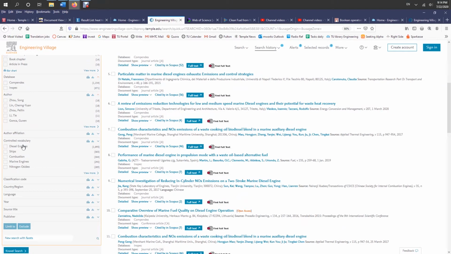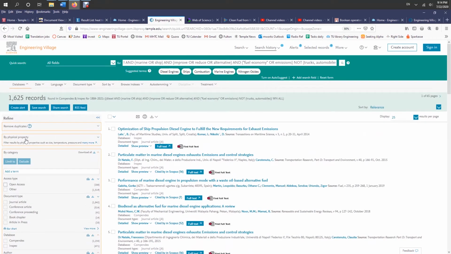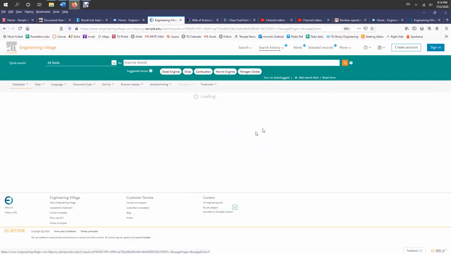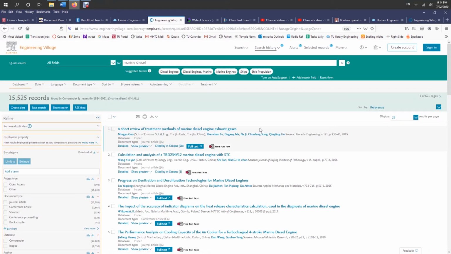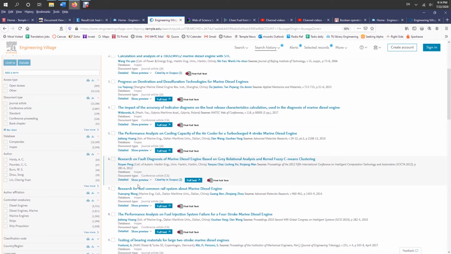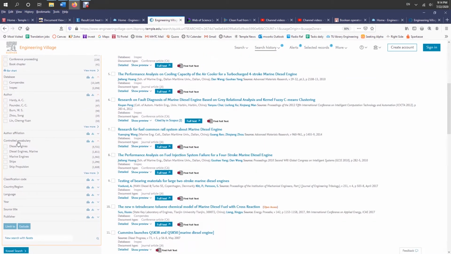And then there's this controlled vocabulary function down here. I find this very useful. What I'm actually going to do is get rid of this for now, and I'm just going to type in marine diesel as a broad term, and we're going to get a large number of results. 15,000. Okay, I was actually expecting more than that. But anyway, if you go down to controlled vocabulary, and then we click on view more.